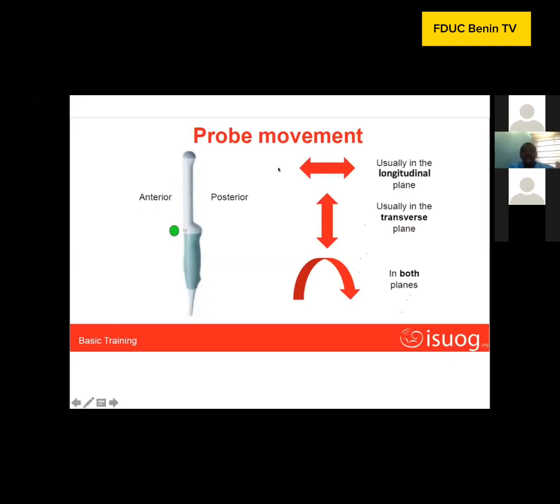Now, regarding probe movement, usually in the longitudinal plane, movement is only horizontal, moving from side to side, right side to left side. Usually in the transverse plane, movement is anteroposterior, moving upward and backward, upward and backward. These are basic probe movements. In both planes, movement is rotational. Remember, anti-clockwise, from 12 o'clock to 9 o'clock and back.